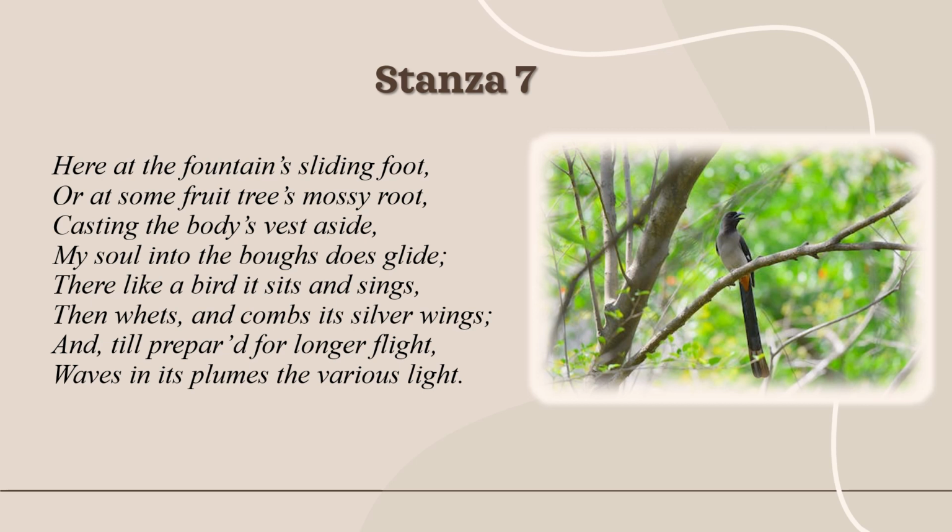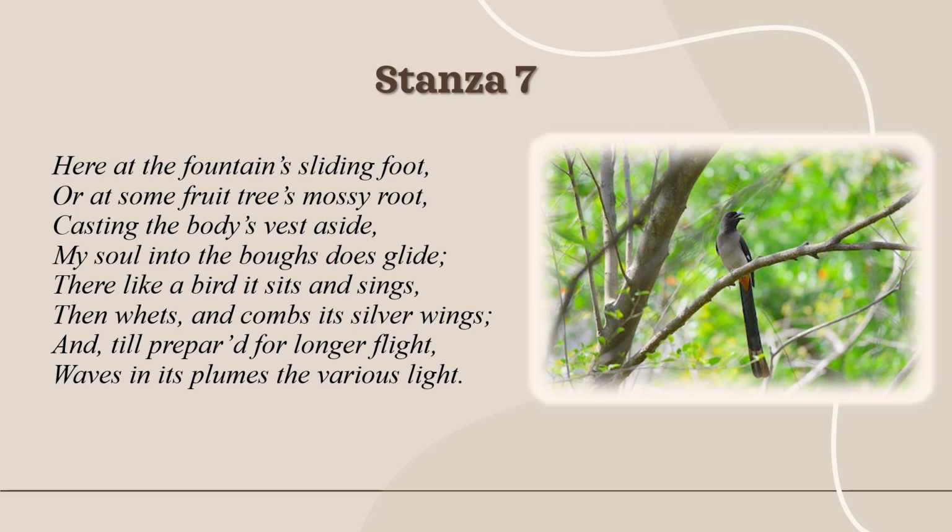The narrator in the poem says that he casts away his body's vest when he is at the foot of a fountain or near the root of a fruit tree, and he feels connected to his soul. His spirit seems to glide into the branches of trees just like a bird, where it sits and sings. The bird sits there and makes its wings nicer.